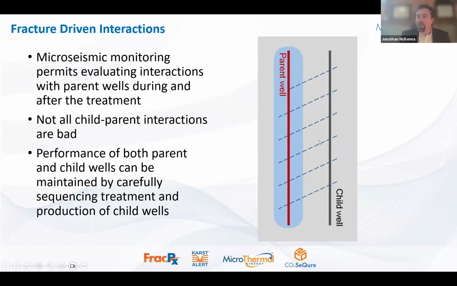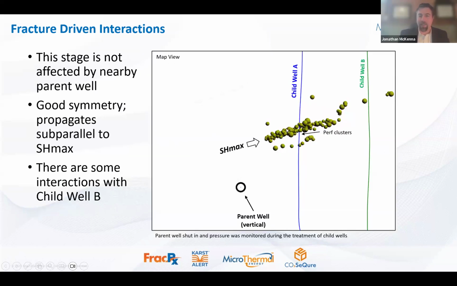And if you're doing an enhanced geothermal system, you may not get effective new fractures creating more surface area around your child well, and you may be just sending a lot of fluid and potentially proppant back to your original well that's being treated. So an example with microseismicity, we're looking in map view.